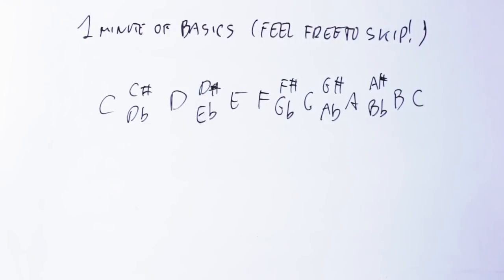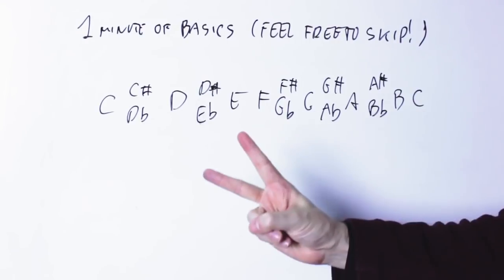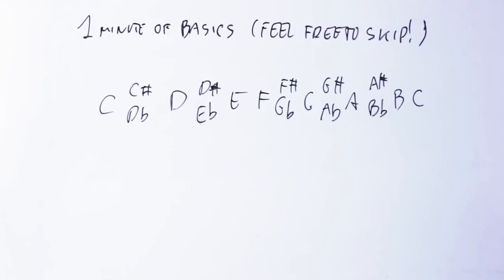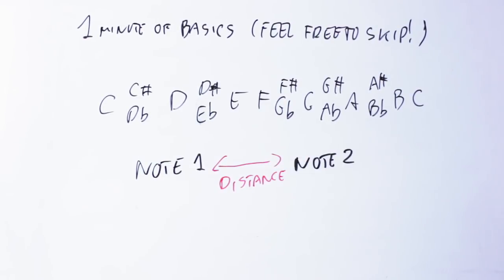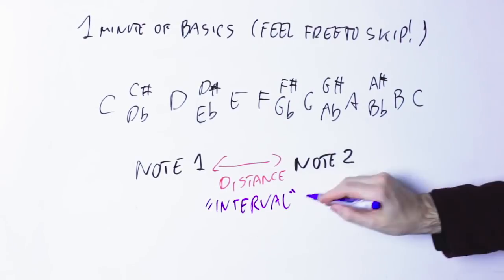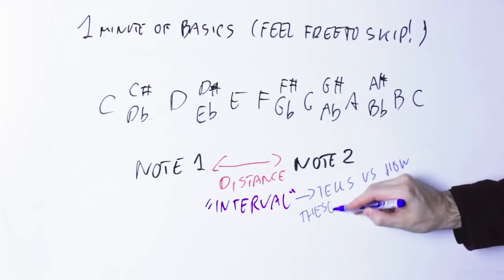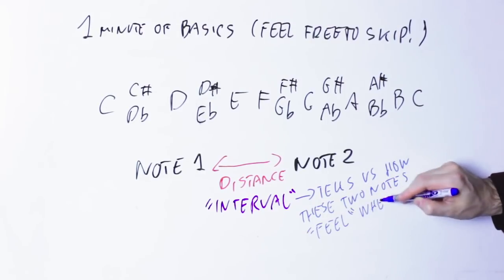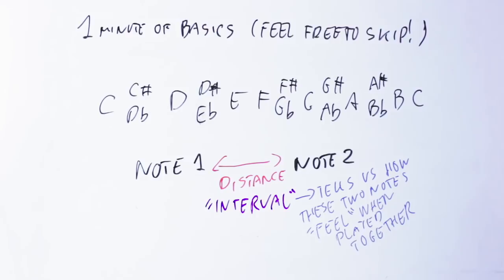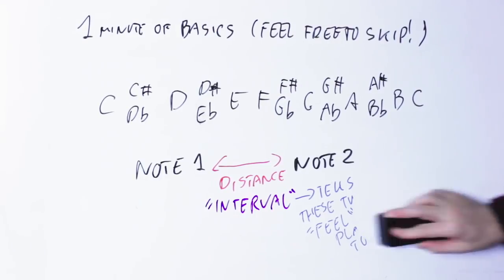Now, if we play two notes in music, the most important thing that tells us how those two notes sound together is their distance, and this is what we call the interval. The interval is just a way to measure the distance between two notes, and it tells us how they sound. How do we measure this interval?